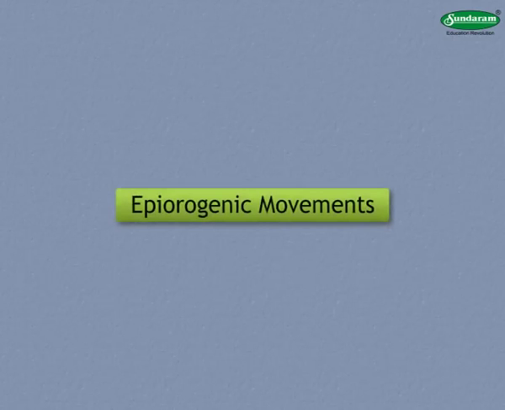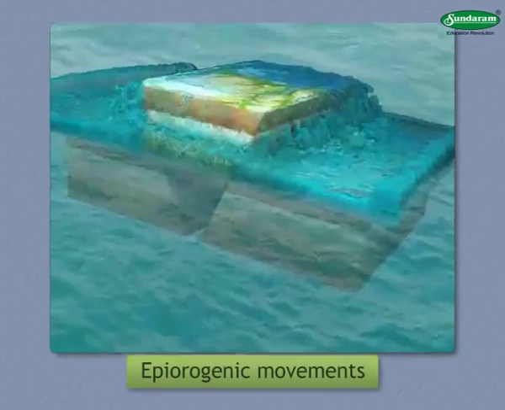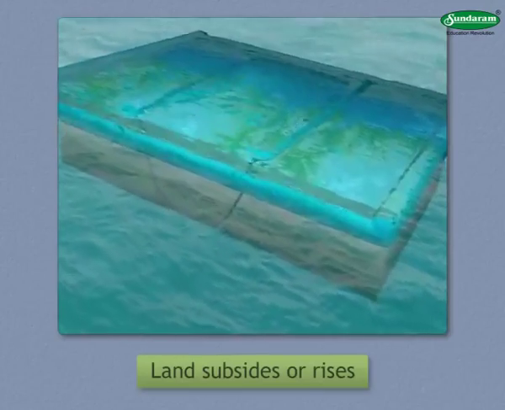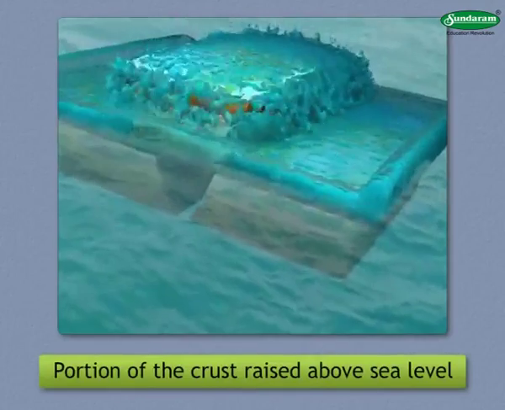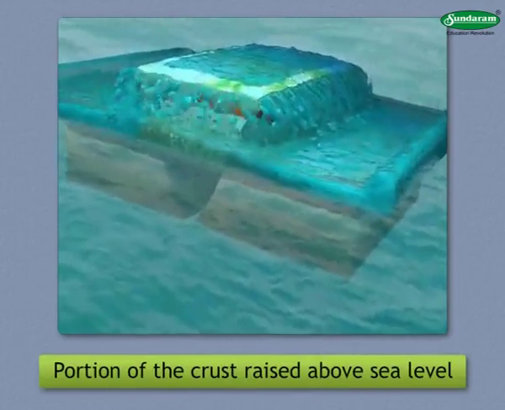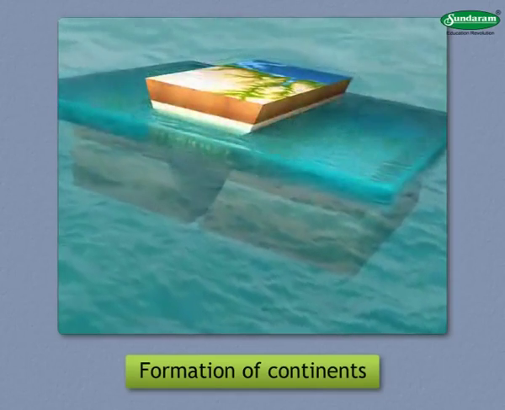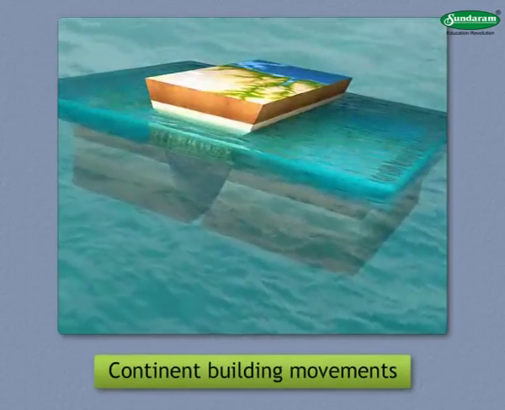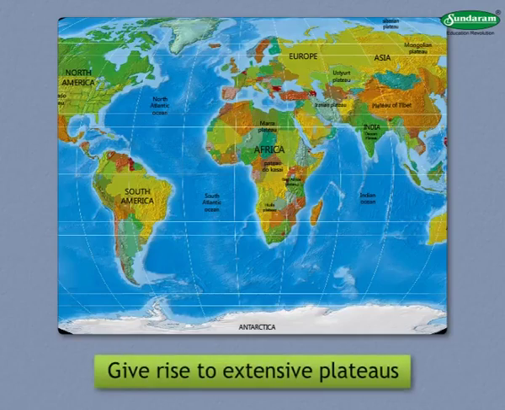Epiorogenic movements. The movements that give rise to continents are called epiorogenic movements. In such movements, the land subsides or rises. When a portion of the crust rises above sea level, it leads to the formation of continents. Hence, such movements are also called continent-building movements. Sometimes, such movements also give rise to formation of extensive plateaus.